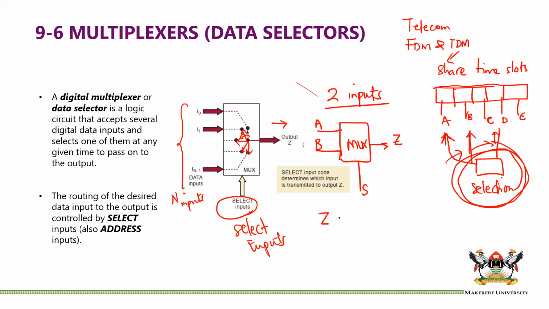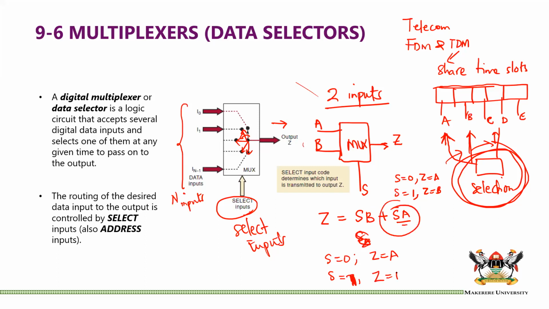That means that my Z is equal to S. If S is 0, Z is A, and if S is 1, Z is B. So that means that my Z is, I think, SB or S inverse A. So when S is 0, this part would go out and we remain with A. And if S is 1, that part will go out and we have Z equal to B. So you use S to select which of the two inputs actually goes to the output. And so really multiplexers can be easy like this.